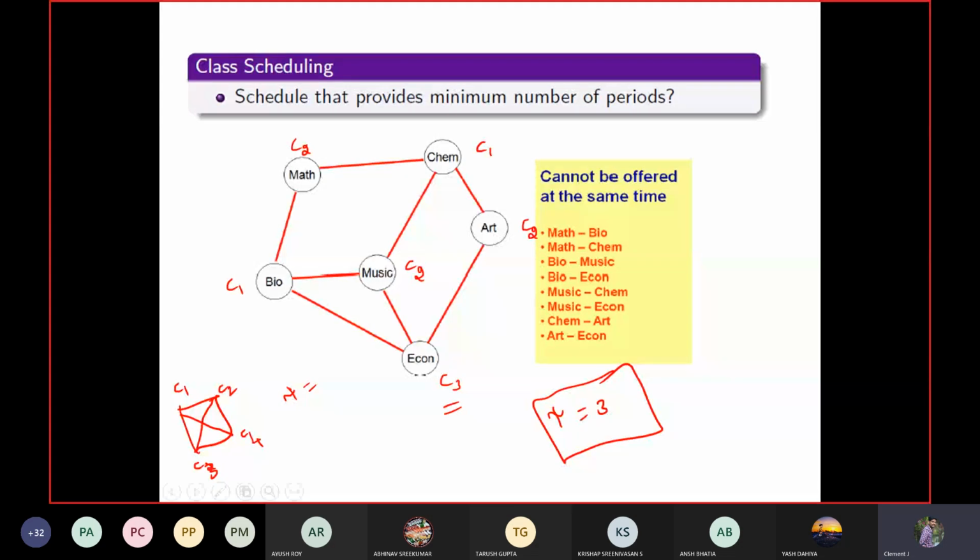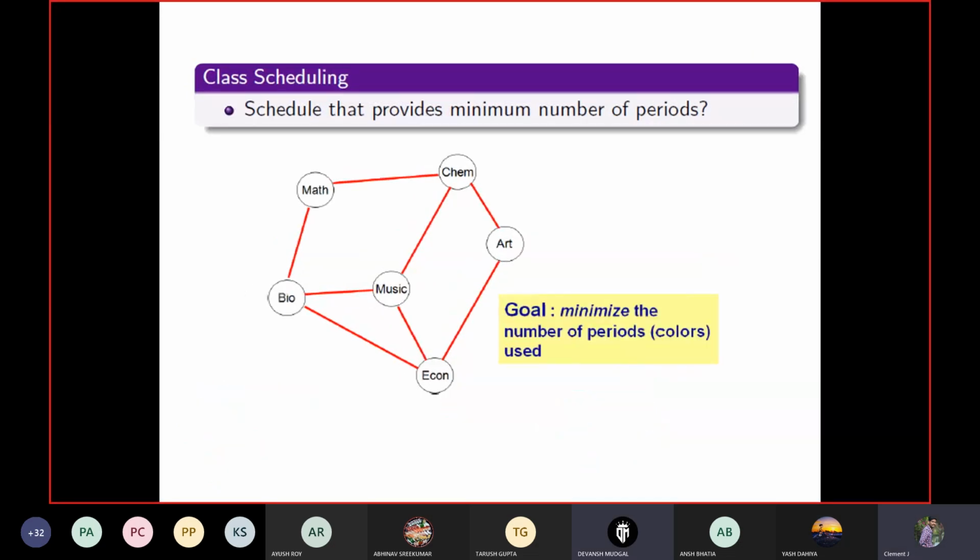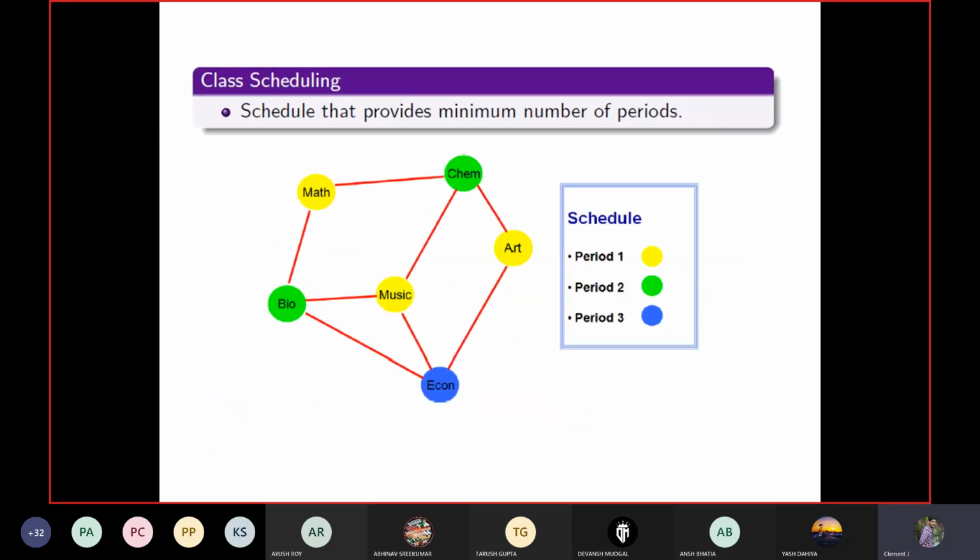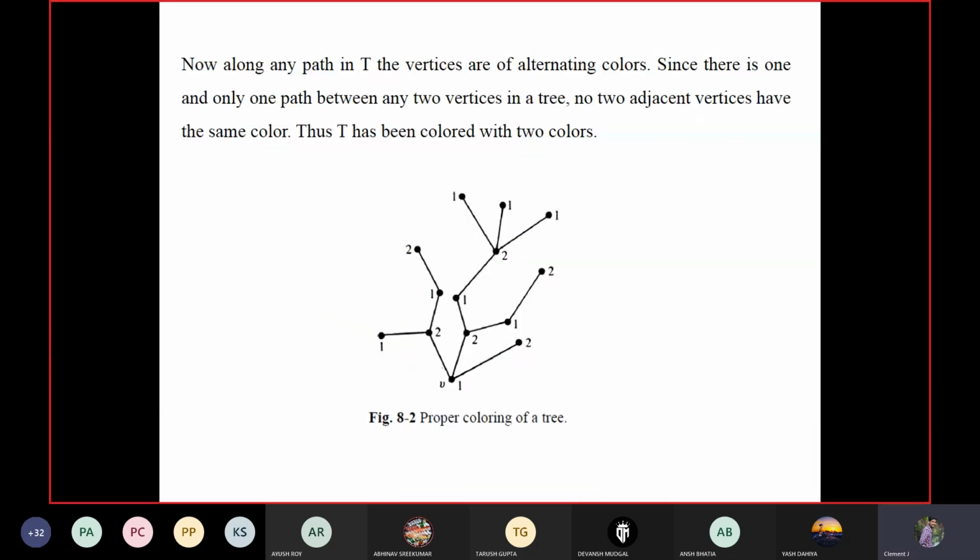Sir, I have a doubt. Yes, please. What will be the answer of the schedule that provides the minimum number of periods? That answer is actually 3. Okay, sir. See here, can you see the final answer? Yes, sir. Okay, that's the answer. Let us enter into the 10-mark problem.